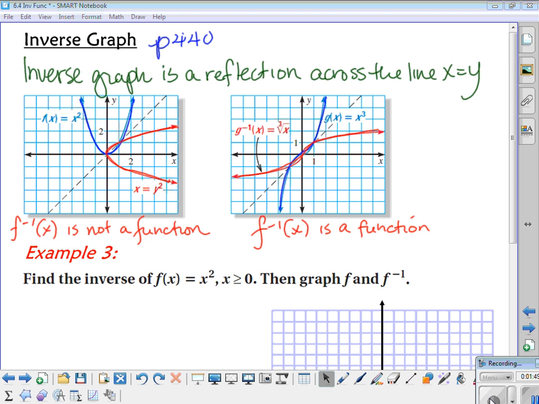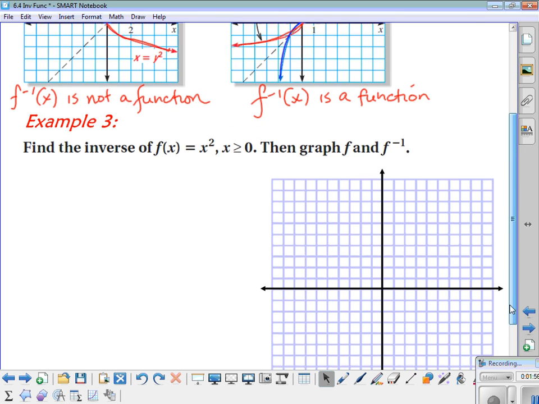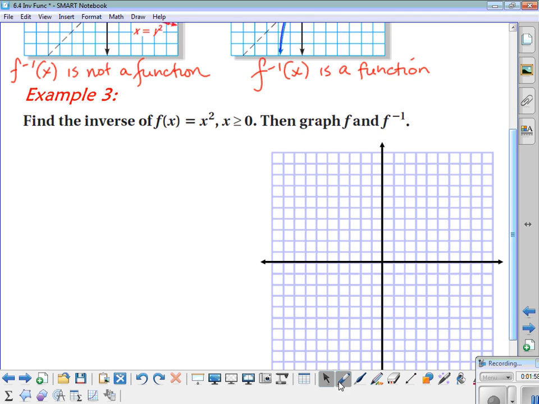So let's take a look at example 3. We're going to find the inverse of f of x equals x squared. And in this case, they're actually limiting the domain, saying that x is greater than or equal to 0. And then we're going to graph both the function and its inverse.